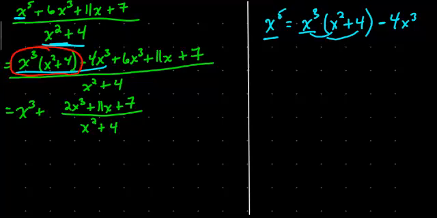That is, this x cubed term here was x cubed times x squared plus 4 divided by x squared plus 4. Well, the x squared plus 4 is canceled and left me with x cubed, but x squared plus 4 still divides into all these. That was what we were talking about at the beginning.